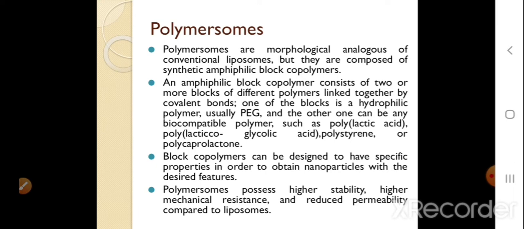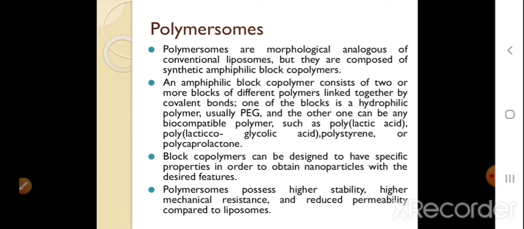Now, these are morphologically analogous to the conventional liposomes, but they are composed of a synthetic amphiphilic block copolymer. An amphiphilic block copolymer consists of two or more blocks of different polymers linked together by covalent bonds. One of the blocks is a hydrophilic polymer, usually PEG, and the other one can be any biocompatible polymer such as polylactic acid, polylactic-co-glycolic acid, polystyrene, or polycaprolactone.